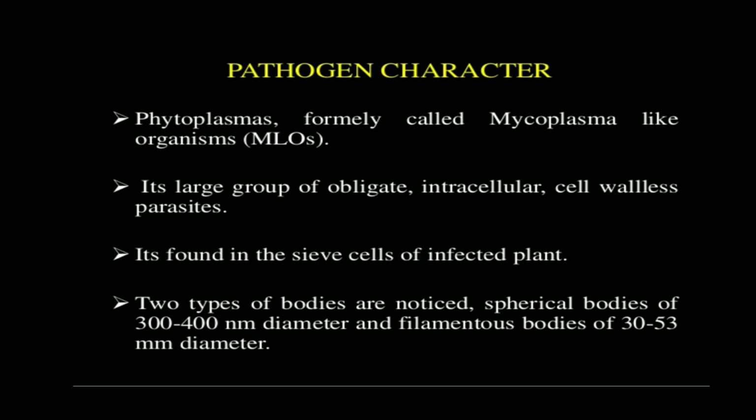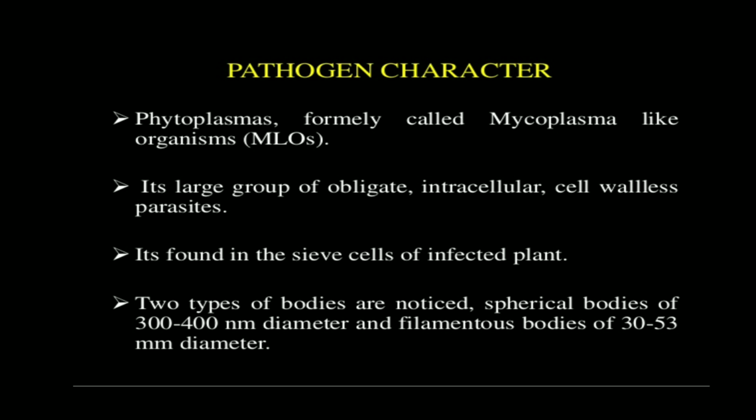So it's a large group of obligate intracellular cell wall-less parasites. It means generally bacteria have a cell wall, right? But this phytoplasma doesn't have a cell wall. It's parasitic in nature. It is found inside the cell. It means it's an intracellular parasite, and it is an obligatory parasite. It's found in the sieve cells of the infected plant.